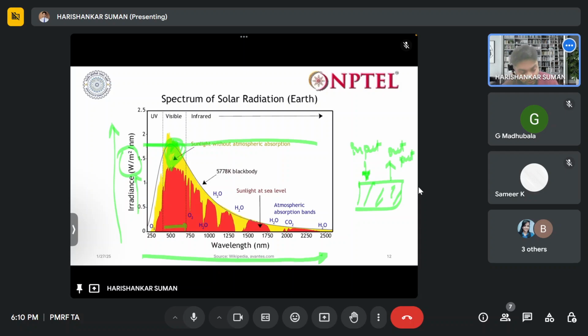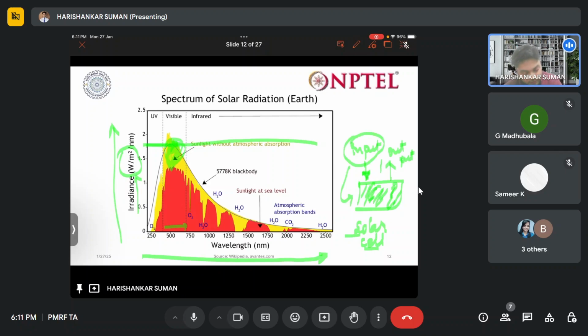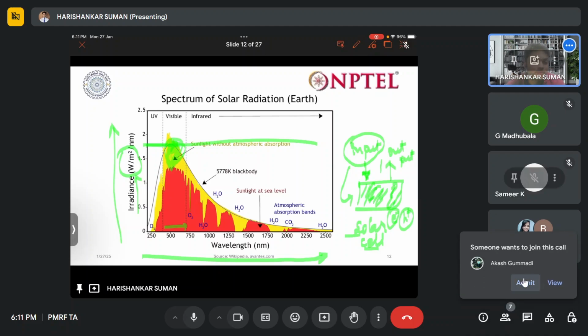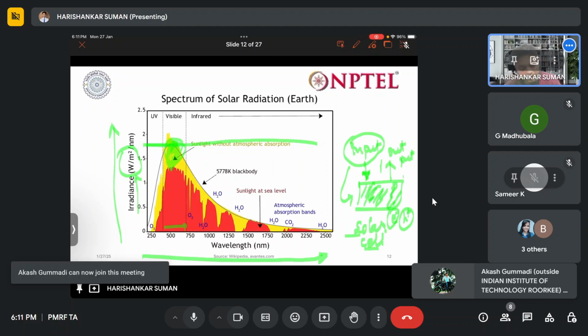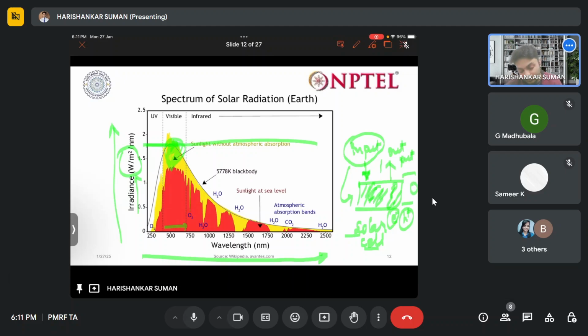So for a solar cell, let's say, if we absorb the total input, convert it to electron-hole pairs efficiently, and collect them by the outer circuit or electrode, we will get more output. So we want to use this spectrum.